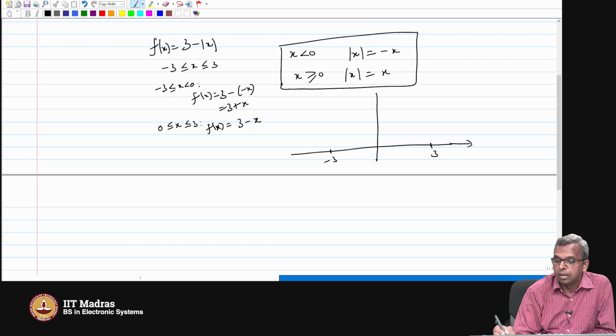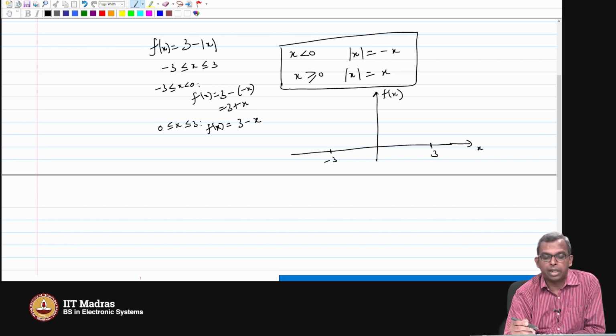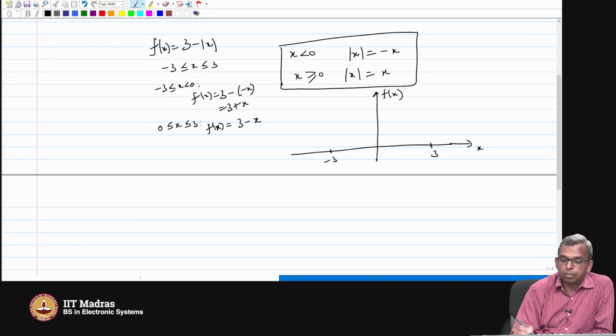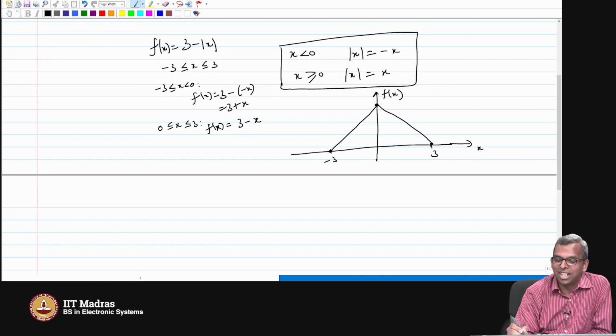Okay. This is x and this is f of x. You can quickly see at these 2 points f of x will be 0, isn't it? 3 minus mod x, and at 0 it will be 1. So it will just be this line. It's very easy to figure out these lines. You just have to find 2 points in a line and join it. At this point it will be 3. Okay. So this will be the line.